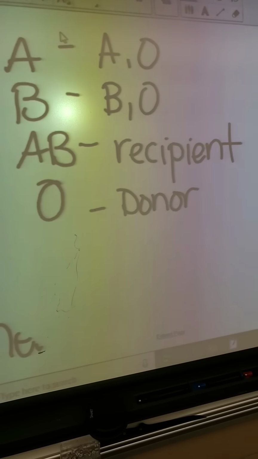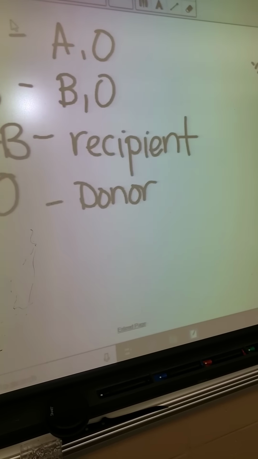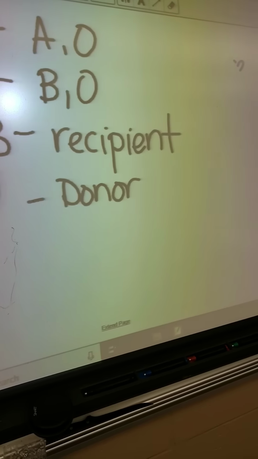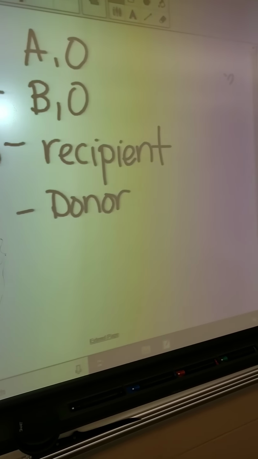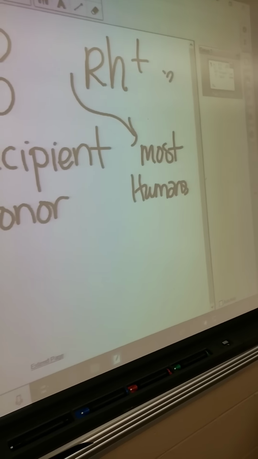What is the Rh factor? Blood contains many other factors in addition to ABO antigens. Most humans are Rh positive, meaning their RBCs carry the Rh antigen. And we said that most humans are Rh positive.